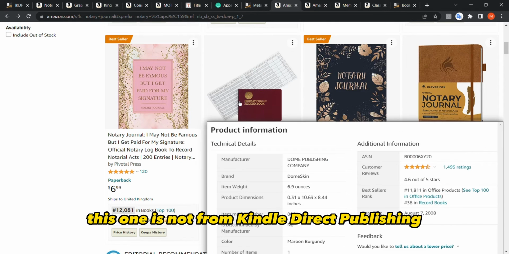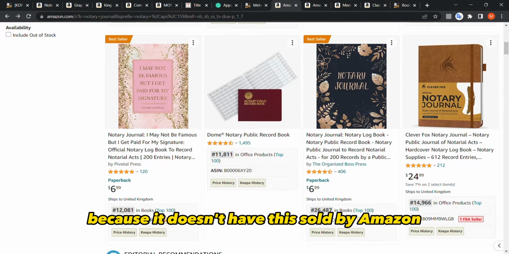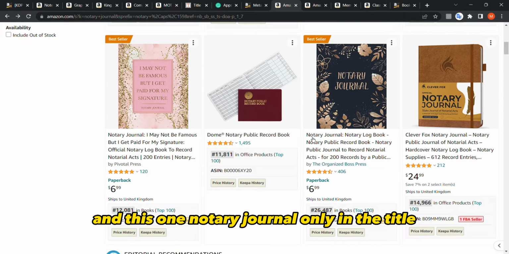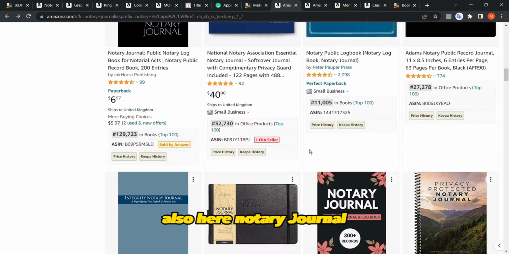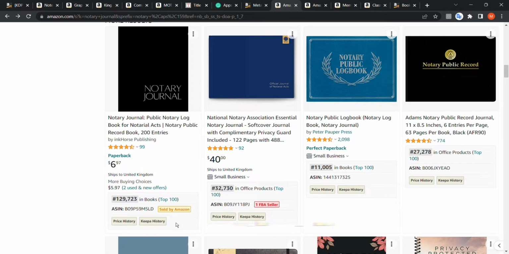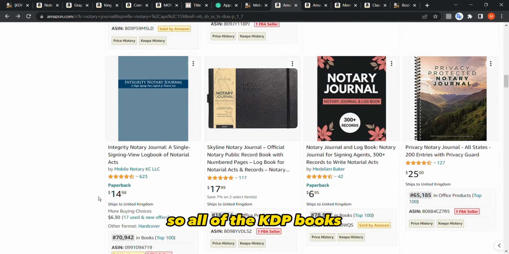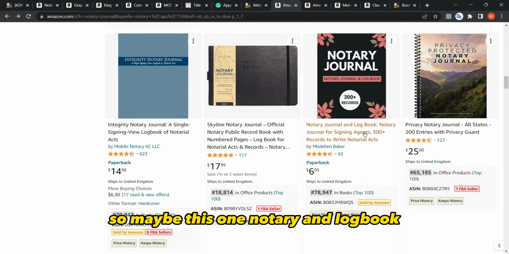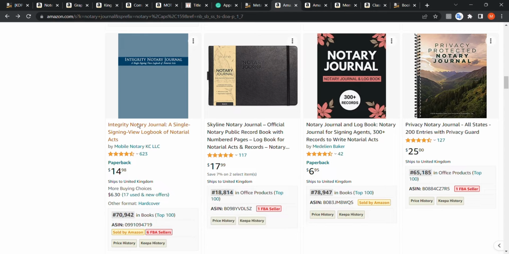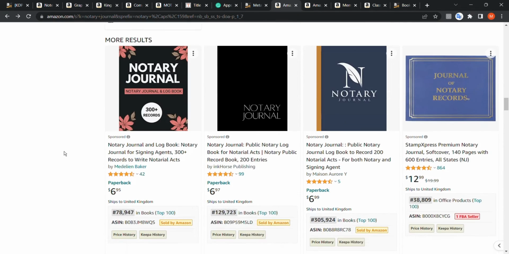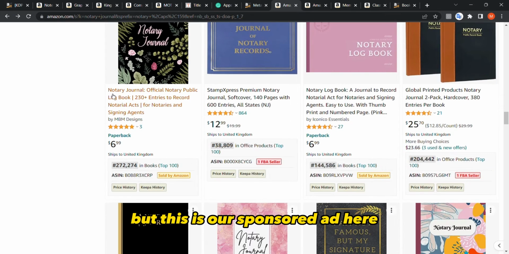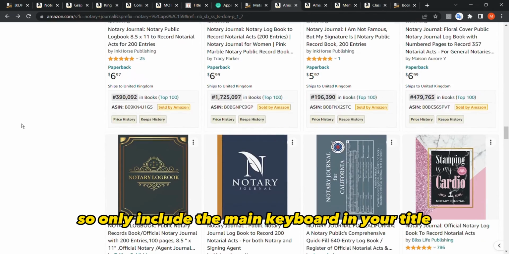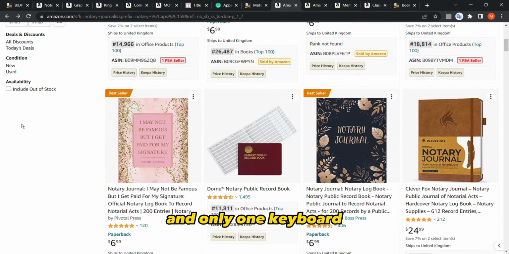So for example, this one is not from Kindle Direct Publishing because it doesn't have this sold by Amazon and it's not independently published. And this one, notary journal, only in the title. Also here, notary journal. So all of the KDP books have notary journal only in the title. So maybe this one, notary and logbook. Okay, and this one, notary journal is included in the title. And here notary, but this is a sponsored ad. Here notary journal. So only include the main keyword in your title and only one keyword, the main keyword.